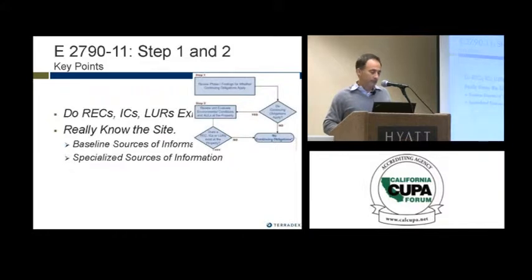So I've kind of gone through all the steps, but again, step 1 and step 2 are: are there recognized environmental conditions based on your phase 1? Are there institutional controls there? Really know your site. The guide itself lists baseline sources of information that you should look to and some special sources of information that you should look to. You can see the number on here, and ASTM's website has the guide. I mean, there's lots of details I can't possibly go through here.